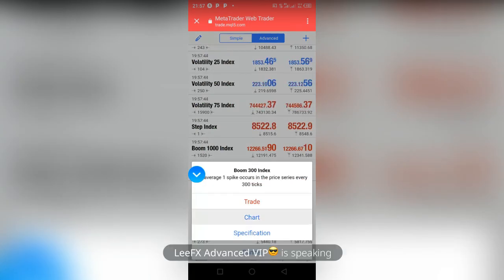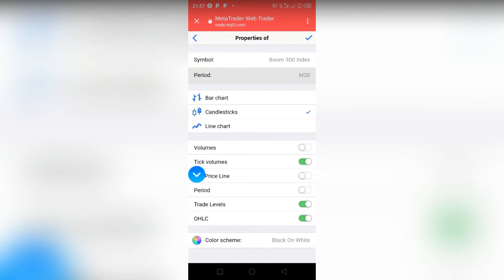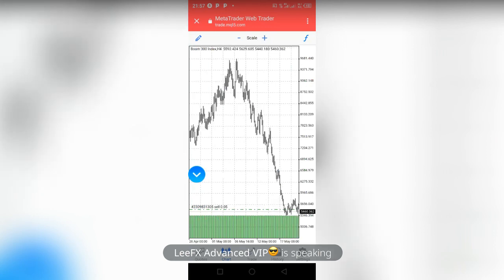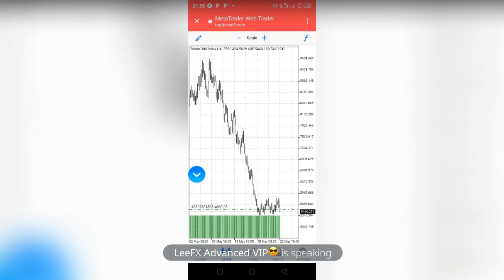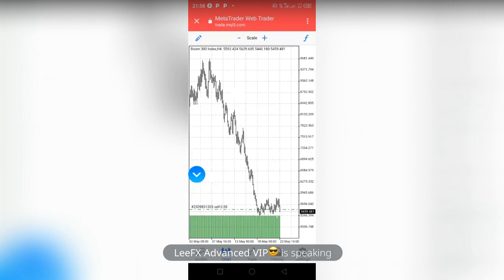What we are expecting on Boom 300: it is still ranging. We saw it in H4, this area. For those who are trading Boom 300, the moment it breaks this area, 5,346, it will be a good sell. It will be a good sell when it breaks that area.